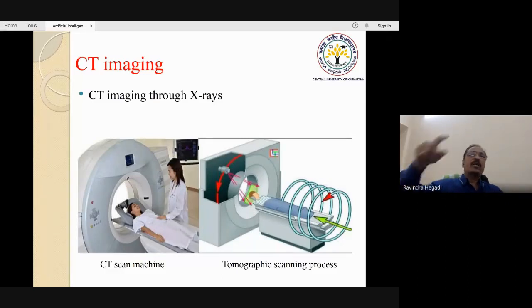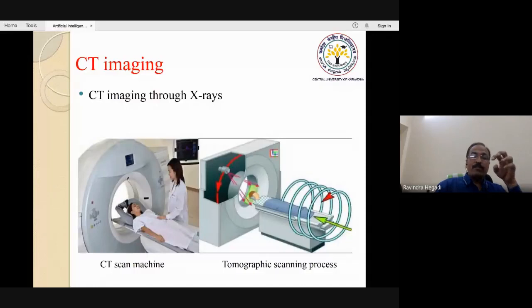They will get rotated around the human body, and the X-ray detectors are fitted exactly opposite to this. See, this is the X-ray emitter. There is a detector also on the opposite side. That detector will be able to capture these X-ray signals, fitted exactly opposite to it, 180 degrees opposite in the circular form.